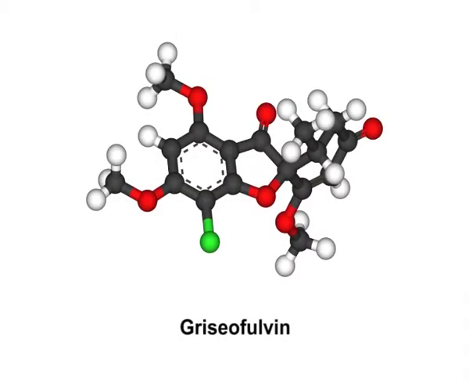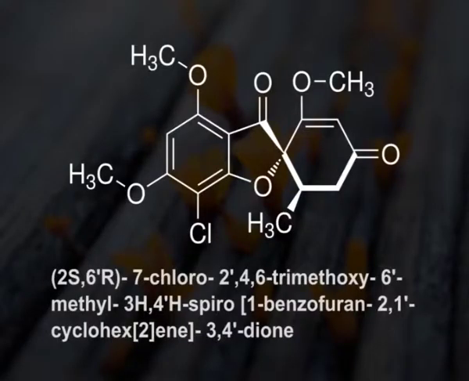Griseofulvin then enters the dermatophytes through energy dependent transport processes and binds to fungal microtubules. This alters the process of mitosis and also underlying information for deposition of fungal cell wall. This is the chemical name of griseofulvin: 2S,6'R 7-chloro-2',4,6-trimethoxy-6'-methyl-3H,4'H-spiro[1-benzofuran-2,1'-cyclohex[2]ene]-3,4'-dione. And this is the structure.